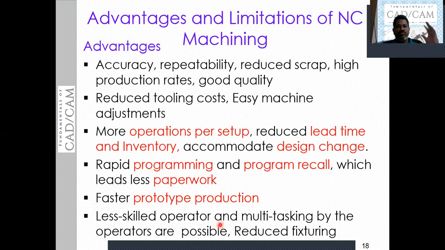So the machine will perform all the operations except the loading and unloading of the workpiece if it is a semi-automatic machine. If it is an automatic NC machine, the loading and unloading will also take place automatically. No human intervention is required if it is fully automatic. That is the basic difference between an automatic machine and a semi-automatic machine. In NC machining, the usage of fixturing is also reduced. This is also one advantage.